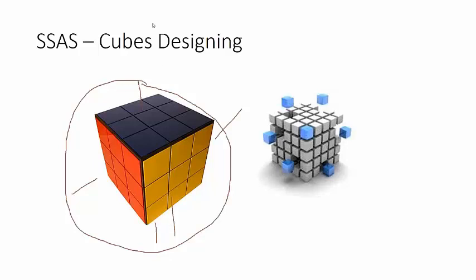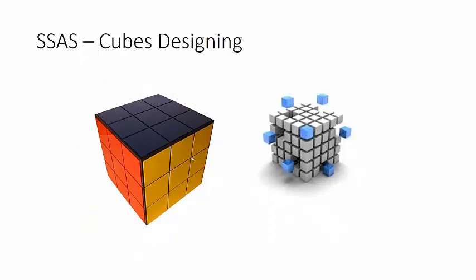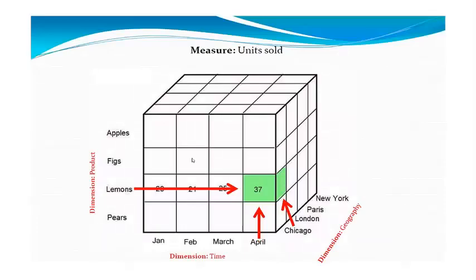The example I'm going to give you is with respect to this cube. If you see this cube, just try to understand. If you don't understand, leave it, not a problem. As part of my classes, I will explain it in detail. So we have one dimension. What is this? Products. Apple, figs, lemons, pears. And this is another dimension.